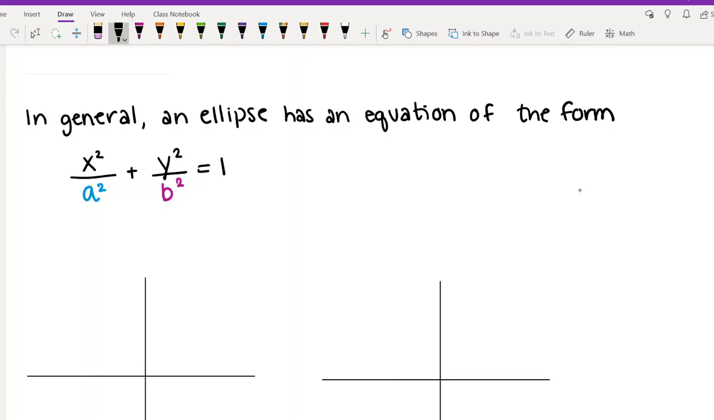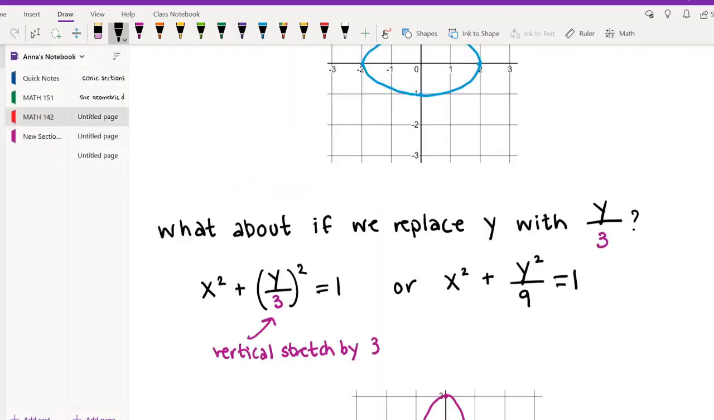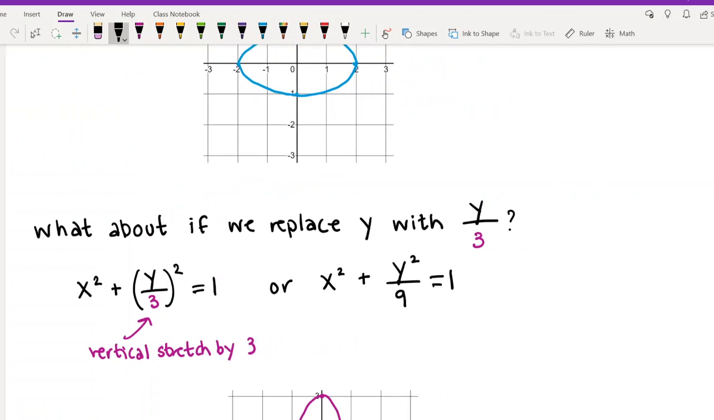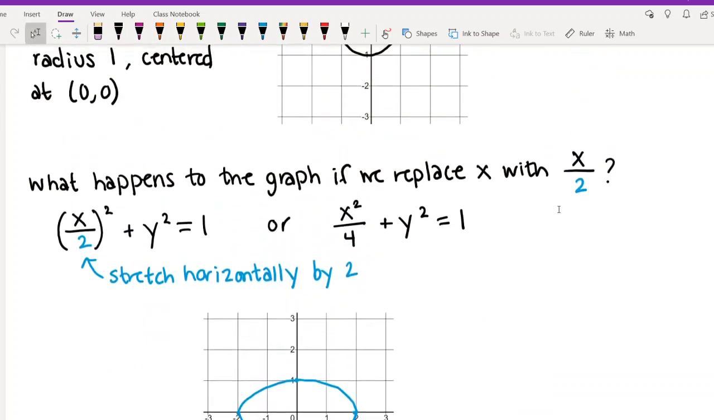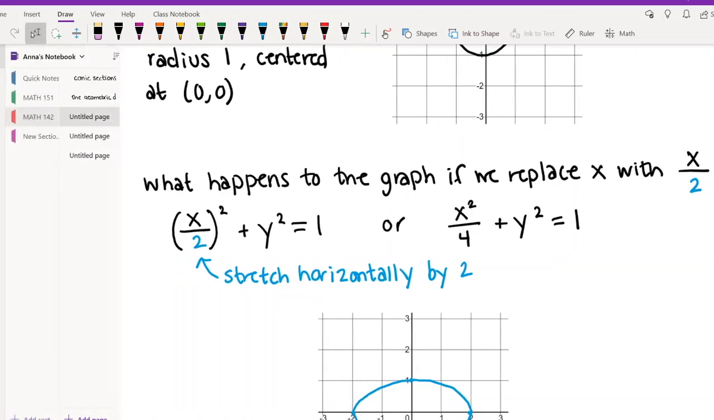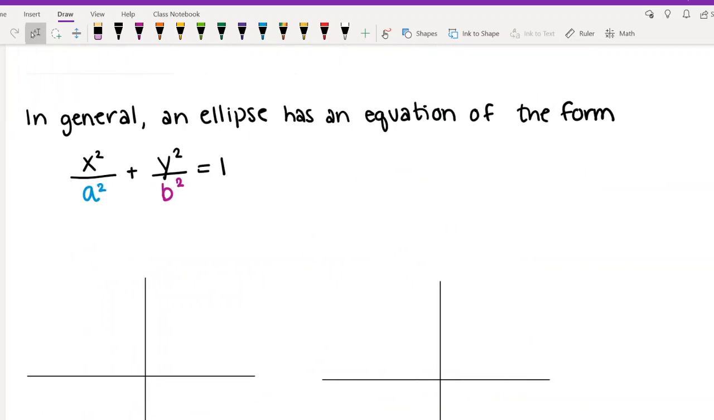So notice I wrote a squared and b squared. Well, that comes from, if we look back to this example, that if you are replacing y with y over 3, when you actually multiply that out, it's no longer 3, it's a 9, so it's 3 squared. And then same thing here, we replaced x with x over 2 to get that horizontal stretch by 2, but then in our final answer, we don't see a 2, we see a 4. And so the numbers that you'll see in the equation are going to be the square of what's actually happening in terms of that horizontal and vertical stretch. Okay, so an ellipse has an equation of the form this, and then we'll sketch the graphs in a second.